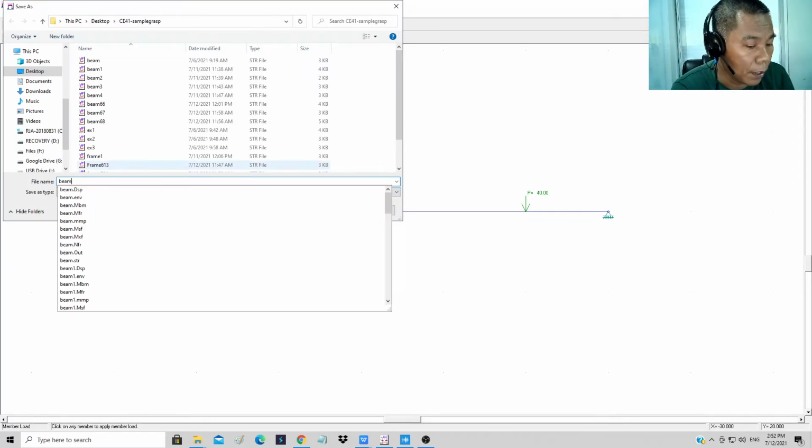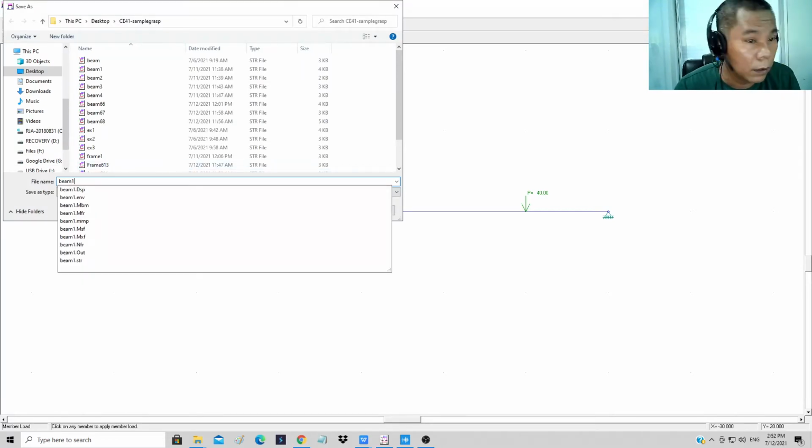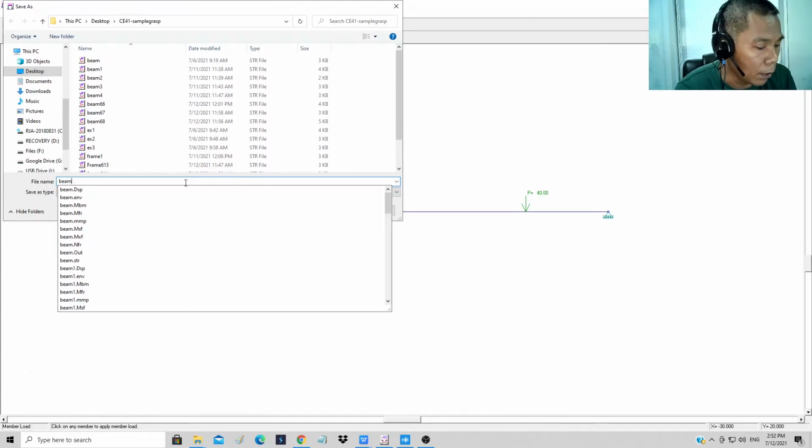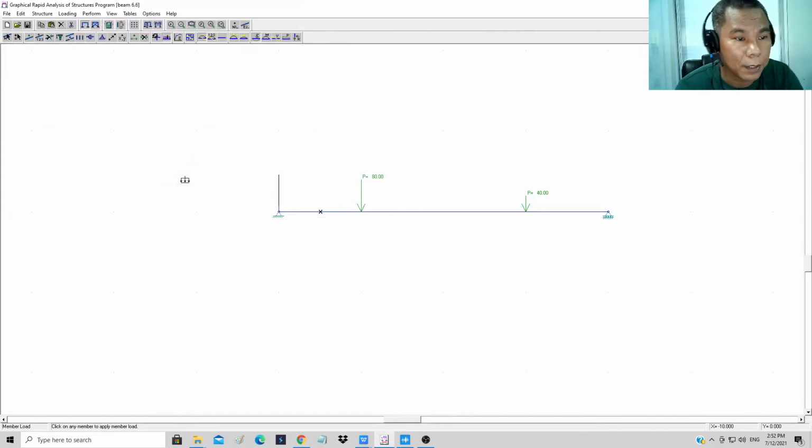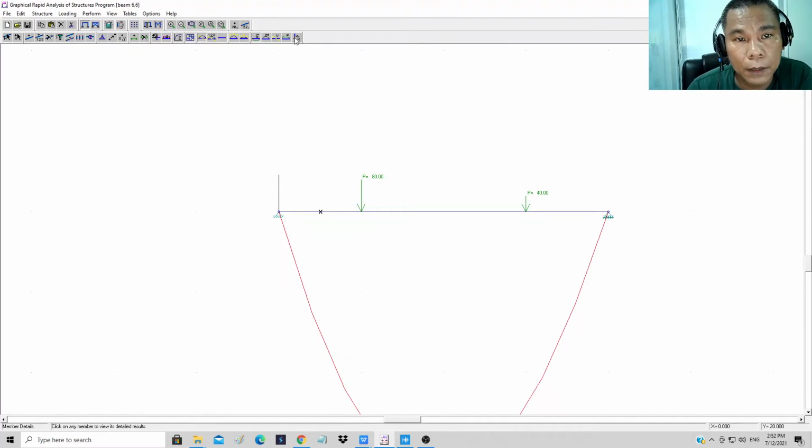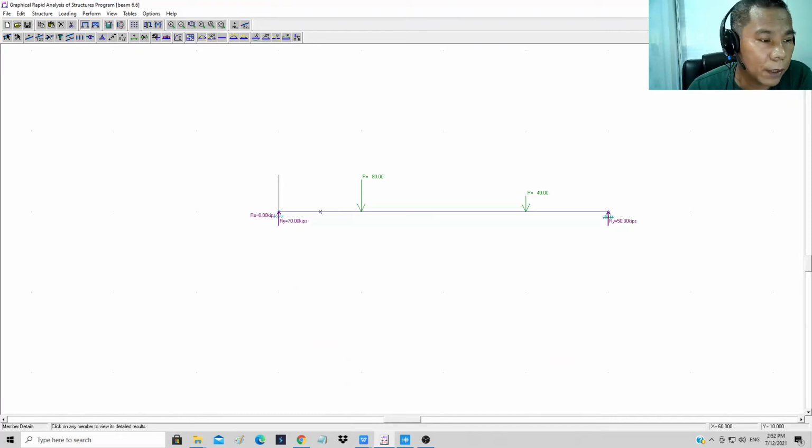I have saved this one as beam 1, or actually this is example 6.6. So, the beam of example 6.6. After saving it, you can run the analysis and check for the reactions. We have the same reactions as the example: 70 kips at the left with no horizontal reaction and 50 kips on the right support. And you can just directly look at the shear diagram.